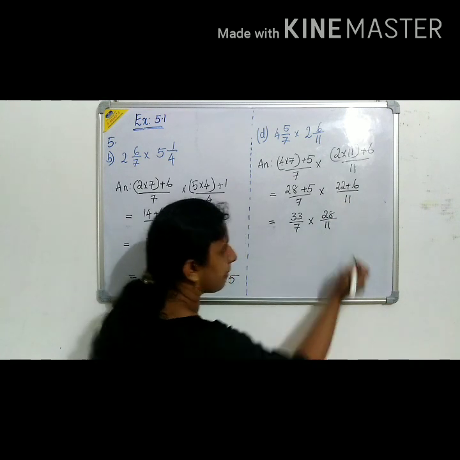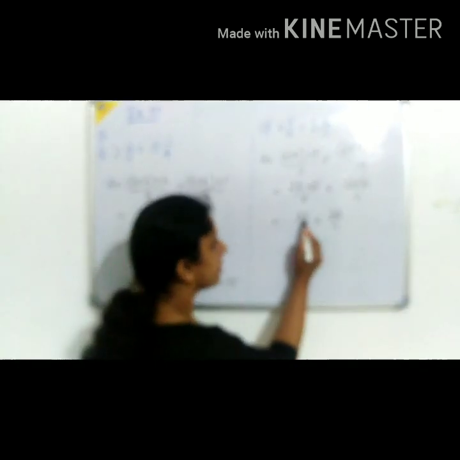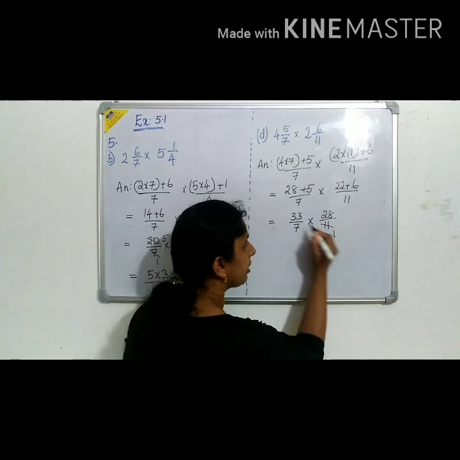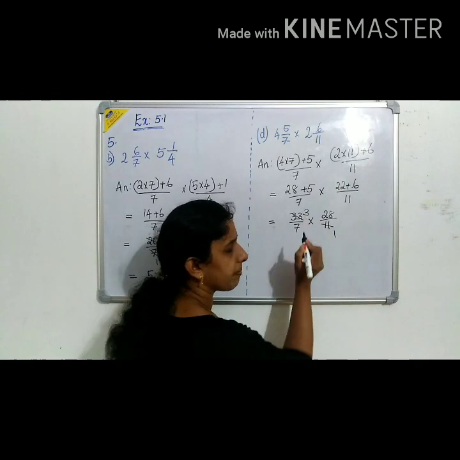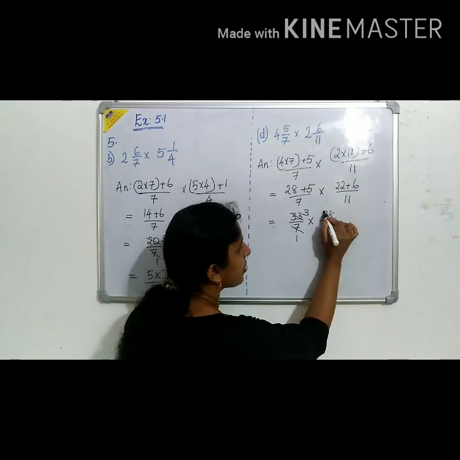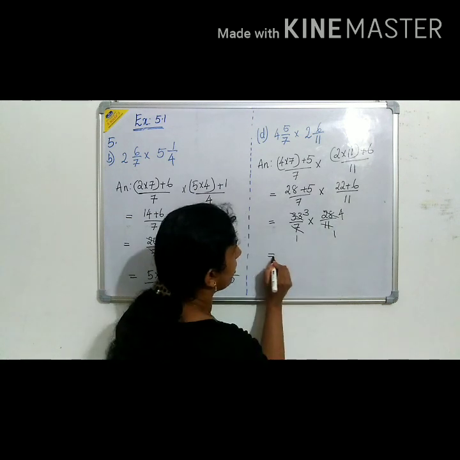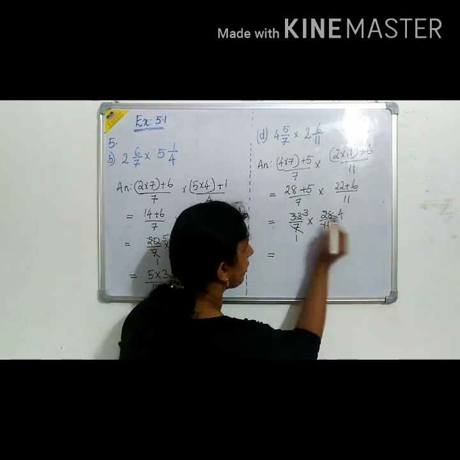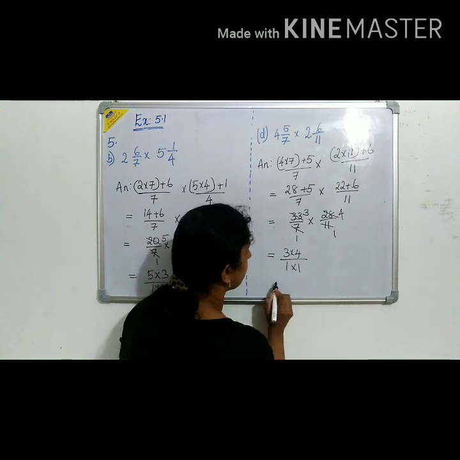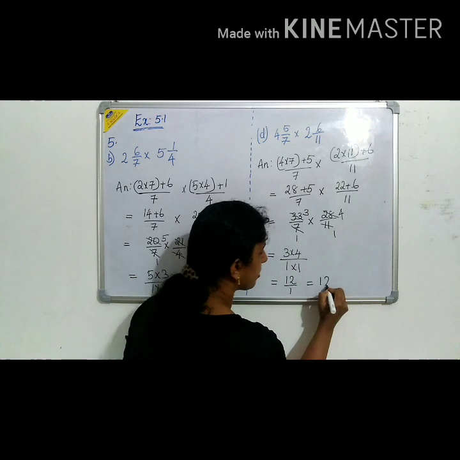This is equal to 28 plus 5 becomes 33 by 7 into 22 plus 6 becomes 28 by 11. Now before multiplying, cancel the common factors. Here 33 and 11 you can cancel by 11. 11 by 11 is 1, 33 by 11 is 3. 7 and 28 also you can cancel. 7 by 7 is 1, 28 by 7 becomes 4. Now what is left here? 3 4s. That is 3 into 4 divided by 1 into 1. That is equal to 3 4s are 12. 12 by 1 is equal to 12.